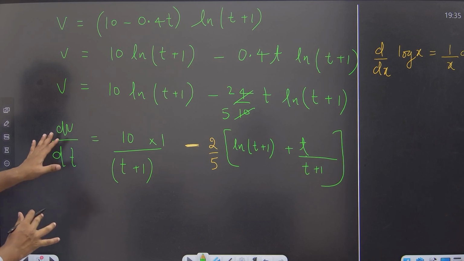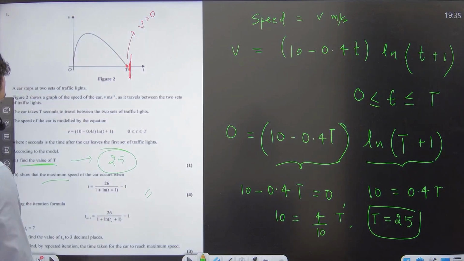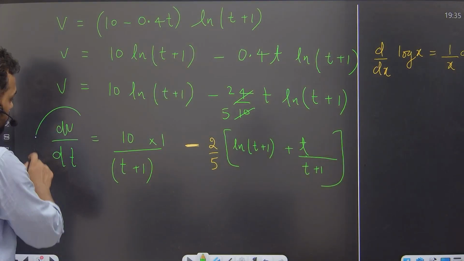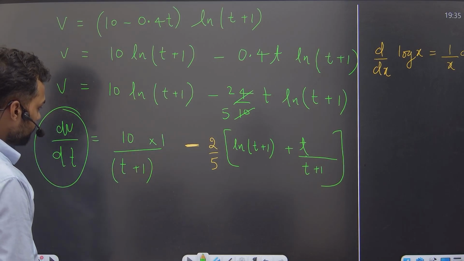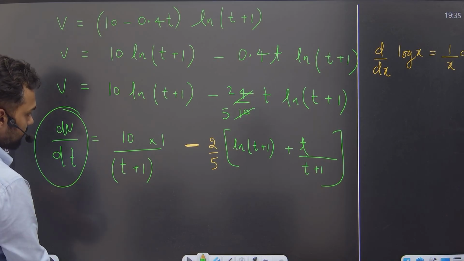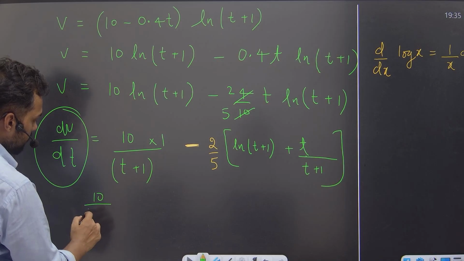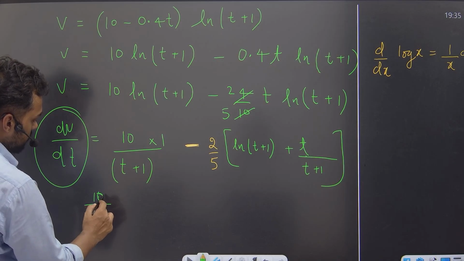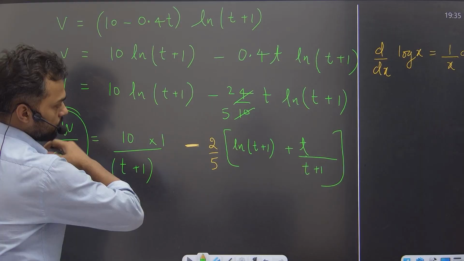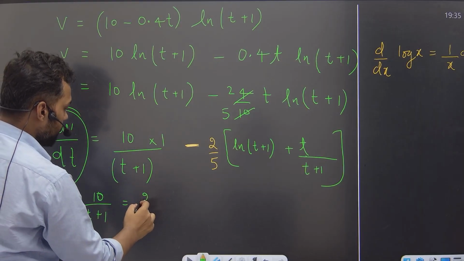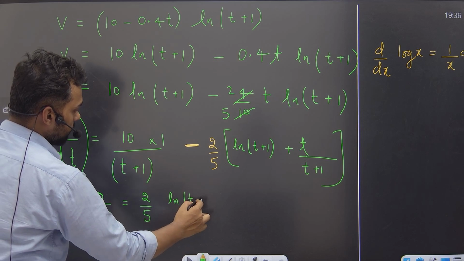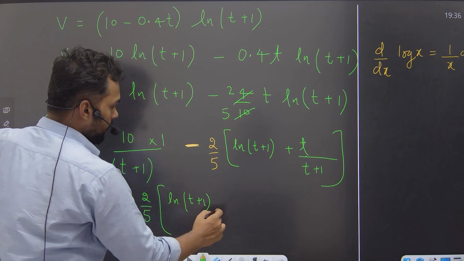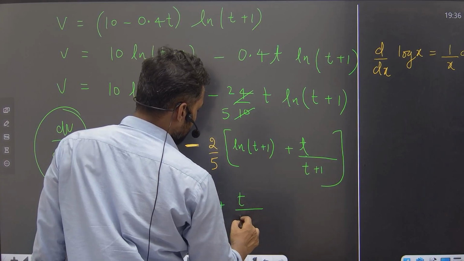Okay, since we need to find the maximum point, maximum speed, so again dv by dt will be equal to 0, then only we will be able to find the t value. So we are keeping this as 0, so what we'll get, 10 by (t plus 1), 10 by (t plus 1), we will transpose this part to the left hand side. So what we'll get, 2 by 5, okay, log of (t plus 1) plus t by (t plus 1).